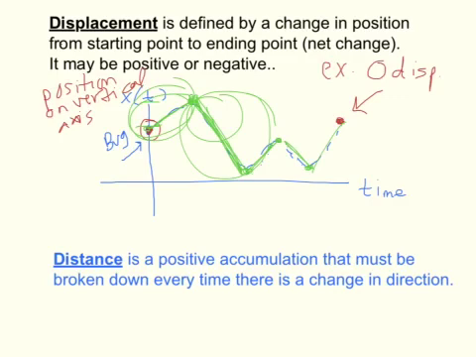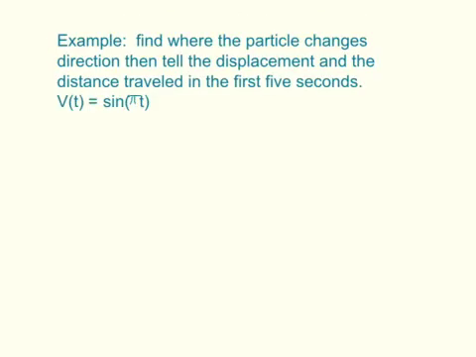That will be our final example. Example: find where the particle, so it's no longer a bug, we have an example of a particle here, where the particle changes direction. Do that. Don't skip that part, because that is important. That is like putting the ball on the tee for you. If you can find where the particle changes direction, notice we've been given a velocity function this time, not a position function, then that'll help you to determine especially the distance traveled.